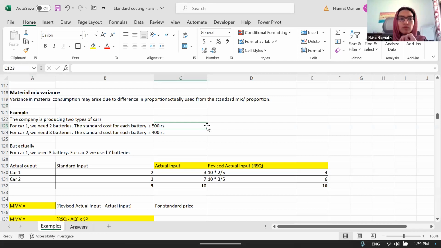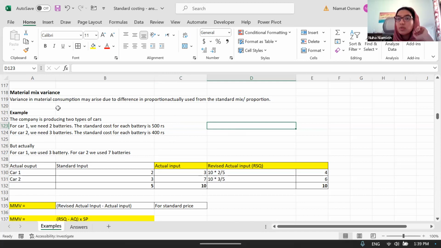That means two types of outputs. For car 1, we need two batteries and the standard cost for each battery is 500 rupees. Output 1 is car 1. For car 2, we need three batteries and the standard cost for each battery is 400 rupees. But actually, for car 1, we used three batteries and for car 2, we ended up using seven batteries.